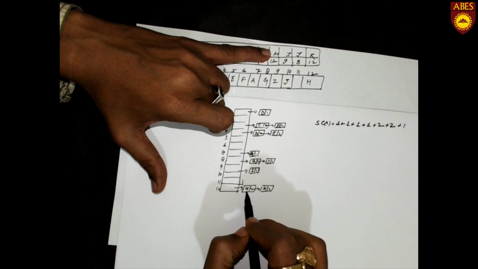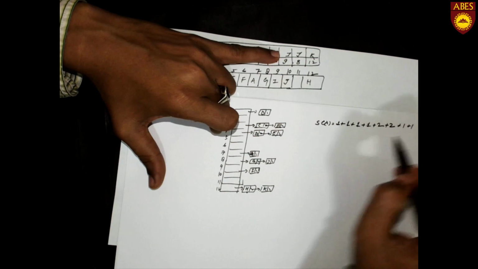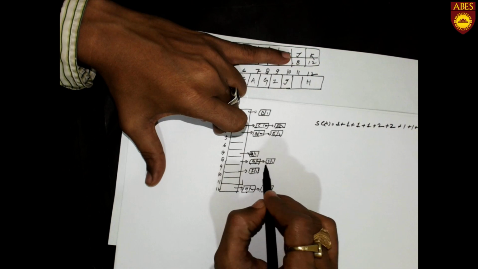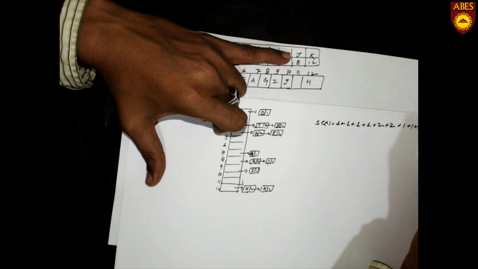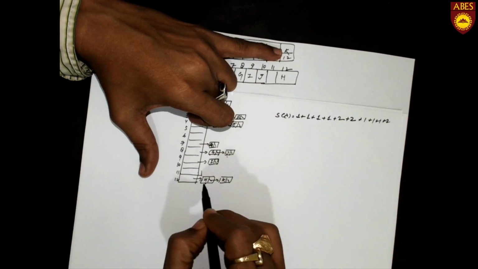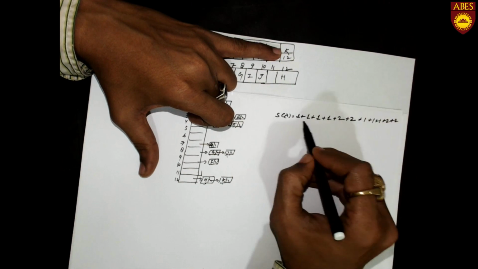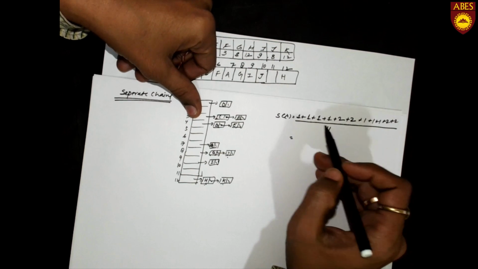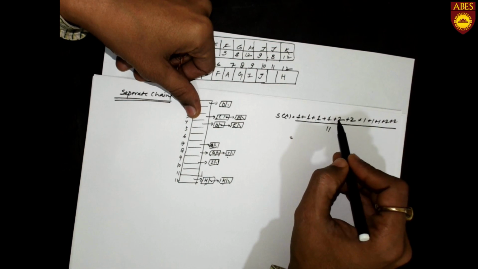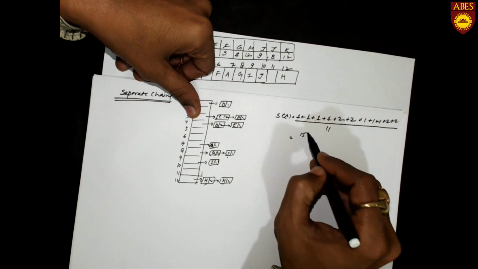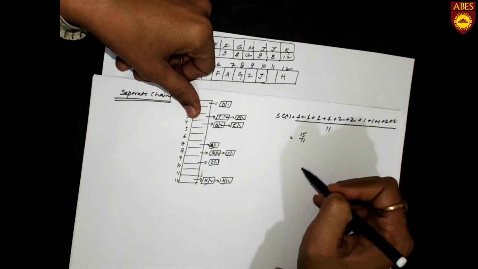For H, only 1 comparison. For I, only 1 comparison. For J, 2 comparisons. And for K, you require 2 comparisons. All these things divided by 11, because we have 11 keys. 1, 2, 3, 4, 6, 8, 9, 10, 11 and 15 by 11, which is once again less than 2.